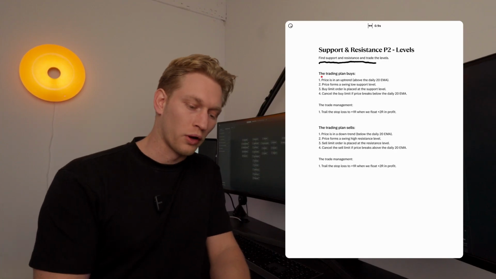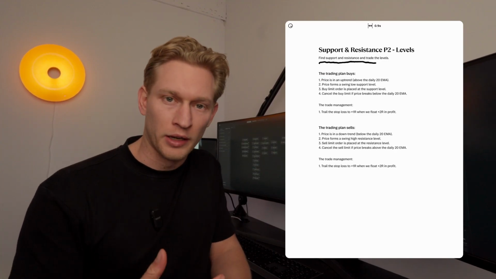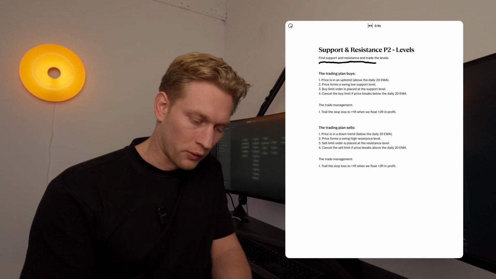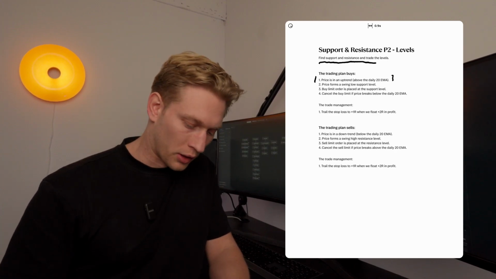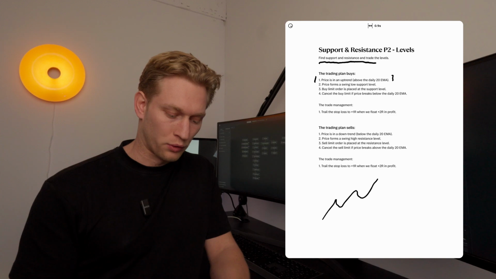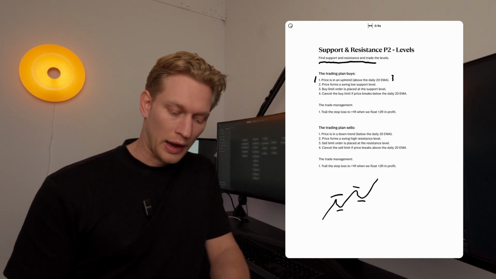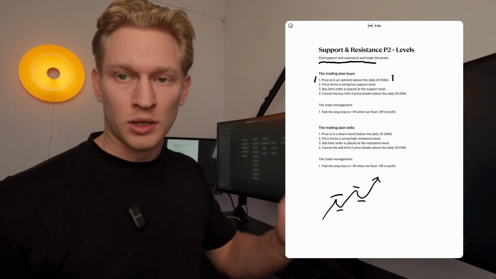We're gonna look for a trading plan, and we take buy trades if we have an uptrend. So step one is we are looking for an uptrend, right? The markets are moving up. So we have swing highs, we have swing lows, and we are just going in the upward direction.